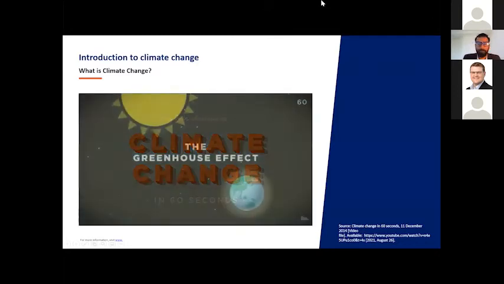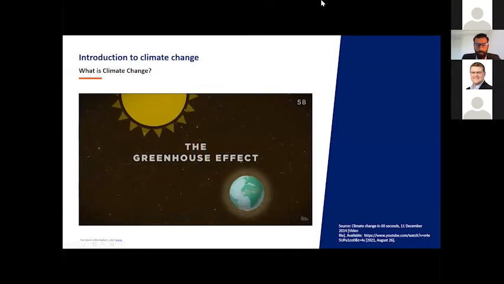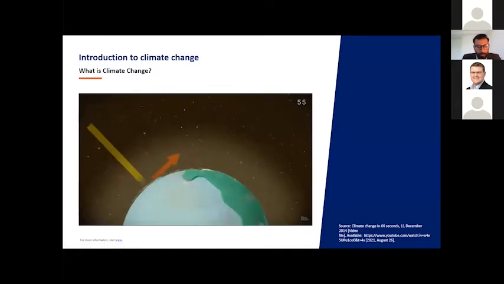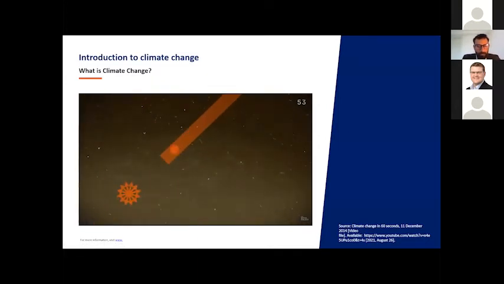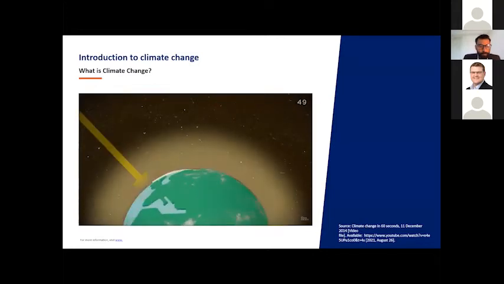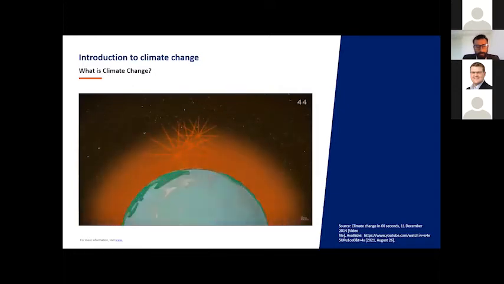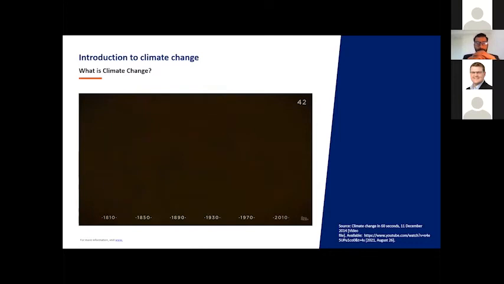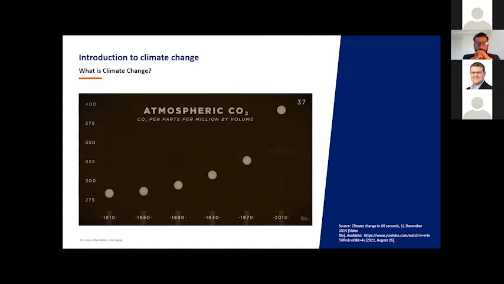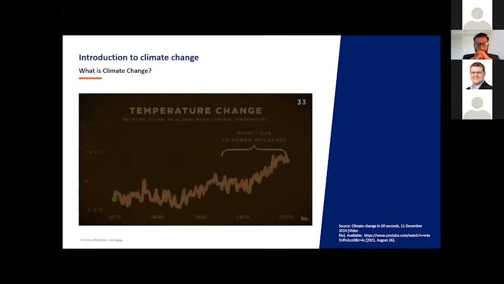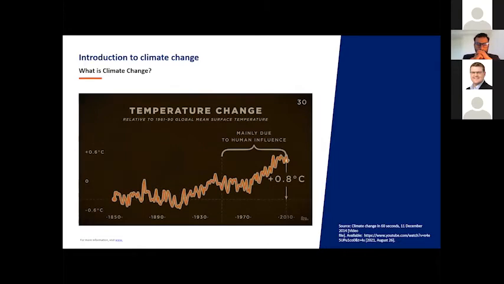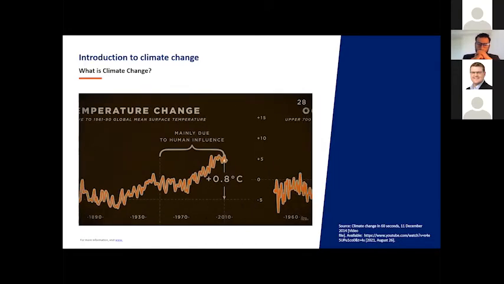As the sun's rays reach the Earth's surface, some are absorbed and re-emitted as heat. Greenhouse gases, such as water vapor and carbon dioxide, absorb and re-radiate some of this heat. Increased amounts of greenhouse gases in the atmosphere mean more heat is trapped, warming the Earth. Human activities, especially the burning of fossil fuels, have increased concentrations of atmospheric carbon dioxide by 40%, mainly since 1900. Global average surface temperature has increased by 0.8 degrees Celsius over that time.